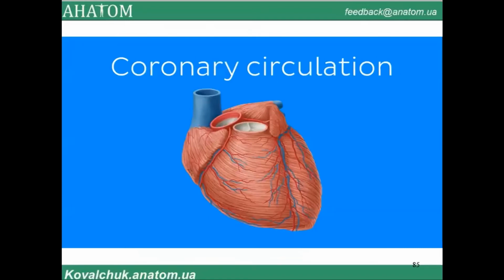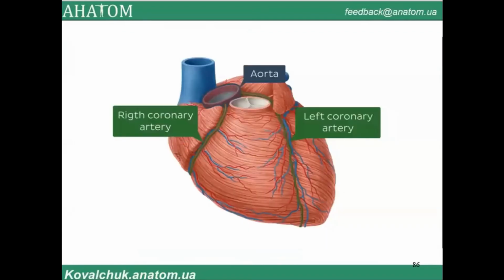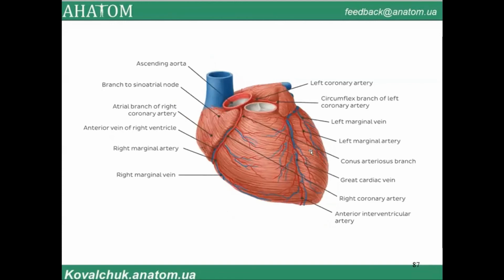Okay. And very important, it's the coronary circulation. Coronary circulation: from the aorta, at the start of the aorta, start the right and left coronary arteries. These are very important arteries because they move blood to all the myocardium, all the walls of the heart. Here are some branches of the right and left coronary arteries, and you can look. For example, the left marginal artery and another part, the right marginal artery and the right marginal vein too.